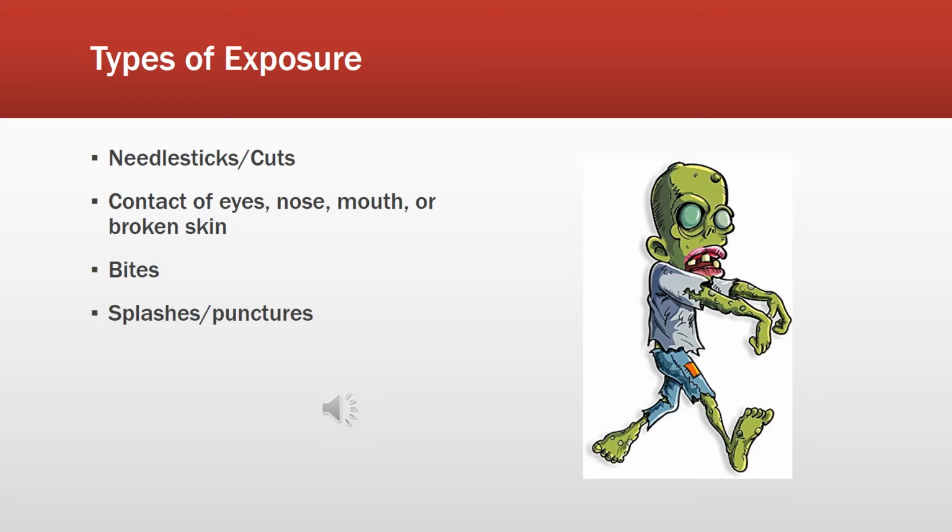Someone could bite us and break the skin. There could be blood and saliva that's in their mouth that now entered our bloodstream that way, as well as splashes and punctures. So if you are emptying out a urine bag into a canister, those droplets of urine can drop off and get in your eye, get in your nose, get in your mouth. So it's just important to think about the types of activities that we're performing and how to best protect ourselves.